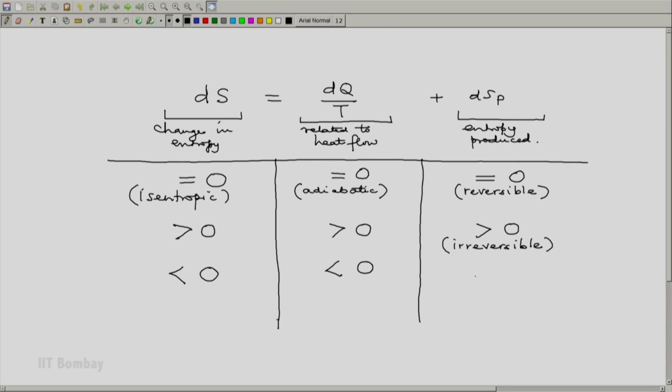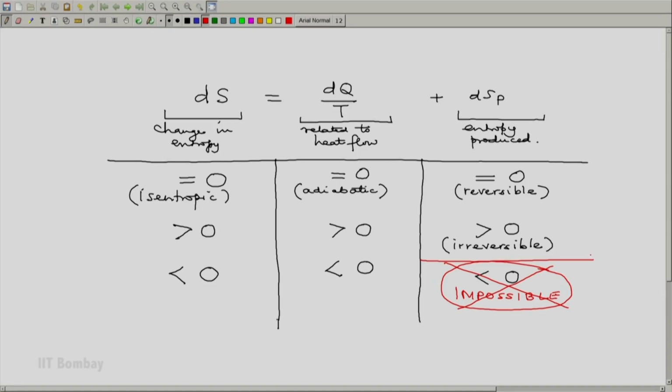What about the third option? Can it be less than 0? No, less than 0 is not possible, because in that case it would be an impossible process. The second law tells us that this is just not possible. Okay, so here we just have two options. Okay. Now what is the consequence of this?